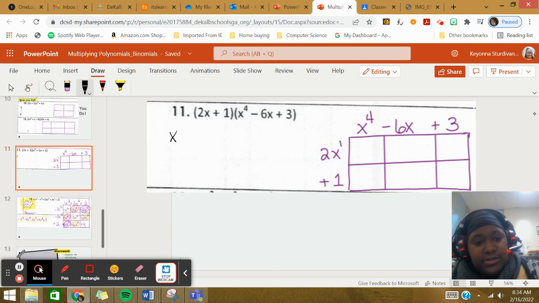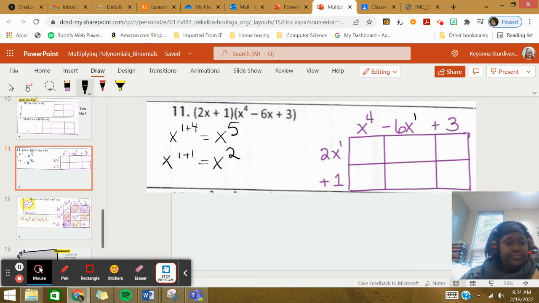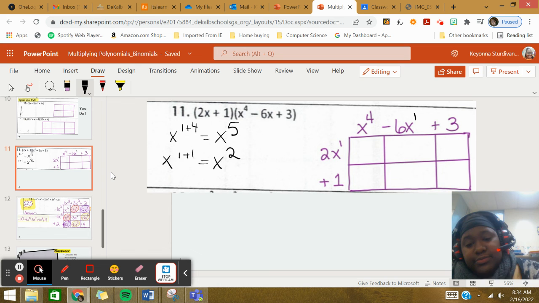So we got x to the first plus 4. This is x to the fifth. And then we have x to the first plus 1. This would be x to the second. Okay, it's understood 1 there. All right, so we're going to go ahead and multiply. Remember that the coefficient is going to be 1. So 2 times 1 is going to be 2. X to the first plus x to the fourth is going to give me x to the fifth. 1 times 1 is 1. And you have x to the fourth here.